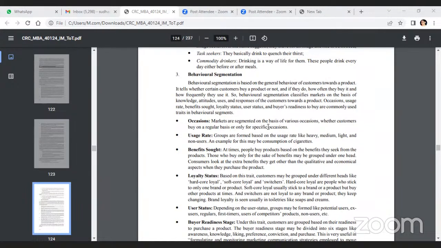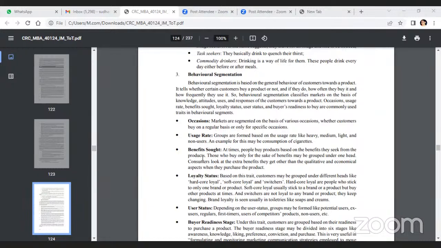On occasion, there are certain buyers who buy only depending on the occasions requirement, various occasions like family occasions or cultural events or like that. They don't buy regularly. Usage rate, groups are formed based on the usage rate. Like heavy purchases, medium purchases, occasional purchases, no purchases.